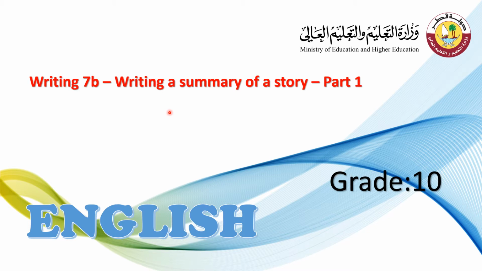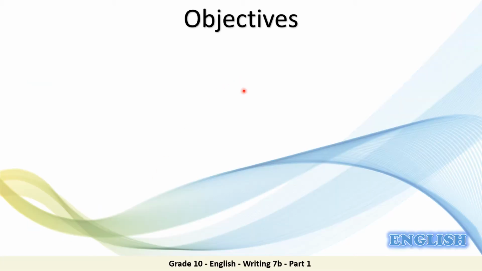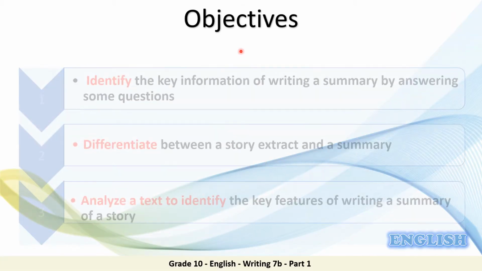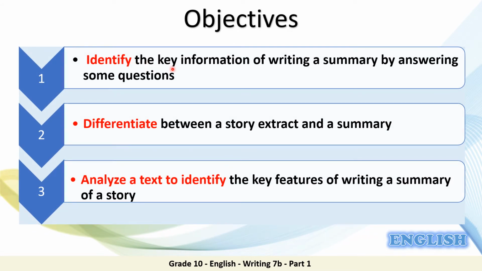Our lesson today is Writing, Unit 7, Writing a Summary of a Story, Part 1. Please open your student book pages 94, 95. In our today's lesson, we have 3 objectives. One is to identify the key information of writing a summary by answering some questions. Two, differentiate between a story extract and a summary of a story. And finally, analyze a text to identify the key features of writing a summary of a story.